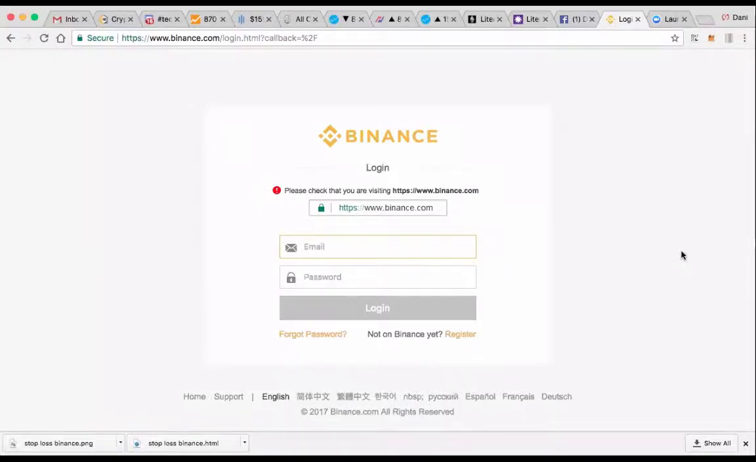Hey, Crypto Walker here, and we're going to go through a quick Binance tutorial on how to set buys, sells, withdrawals, and navigate around the Binance exchange, which is a pretty simple exchange to navigate and also register on. So I'm going to log in really quickly here and show you guys how to do this.